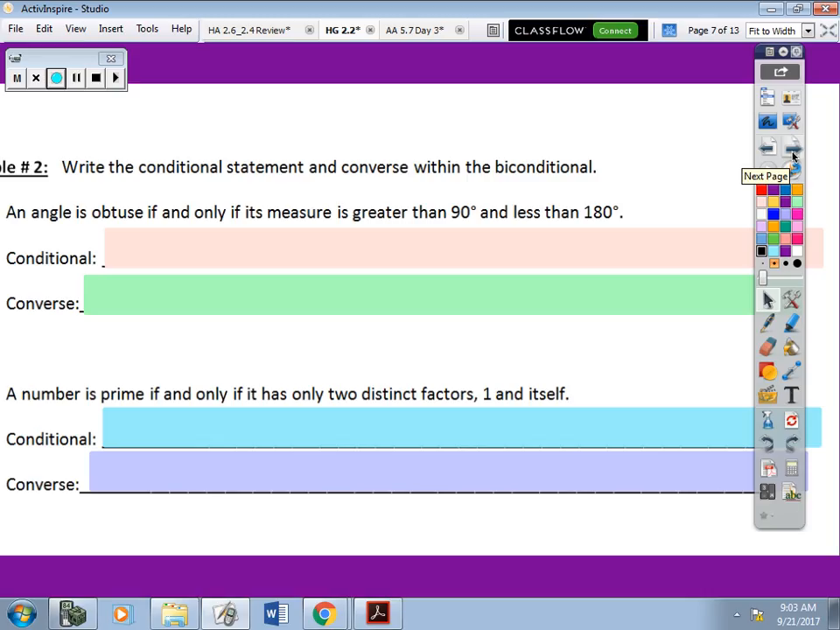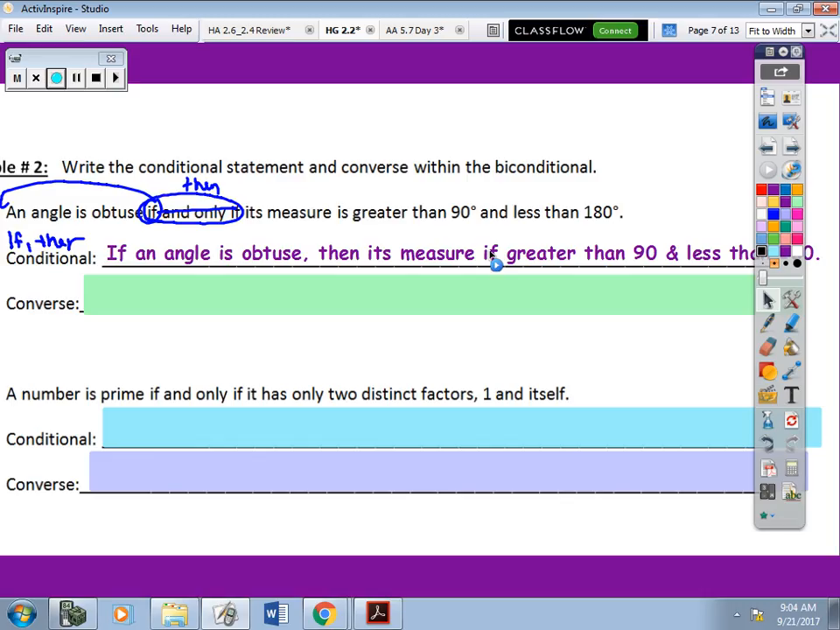The directions ask us to separate the biconditional into a conditional and the converse. As you see, there's an if and only if in the middle. So if we want to write it as a conditional, that's your if, then. All you're going to do is take the word if, put it in the front, get rid of the only if, and change that to a then. So we would say, if an angle is obtuse, then its measure is greater than 90 and less than 180.